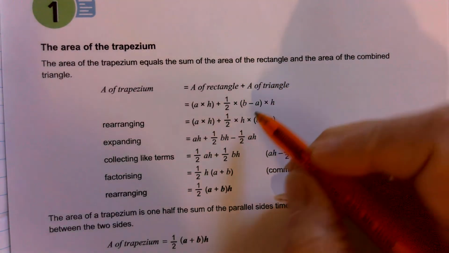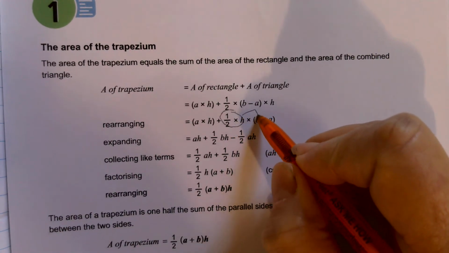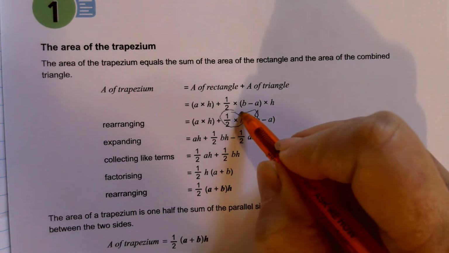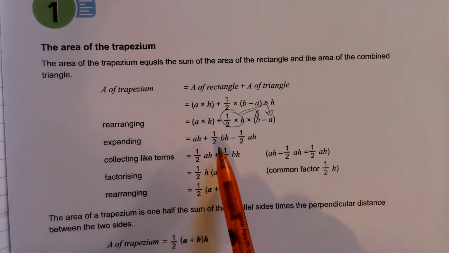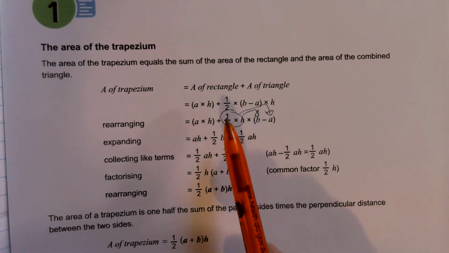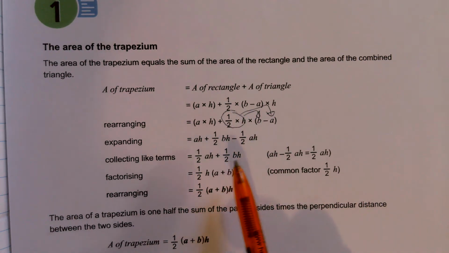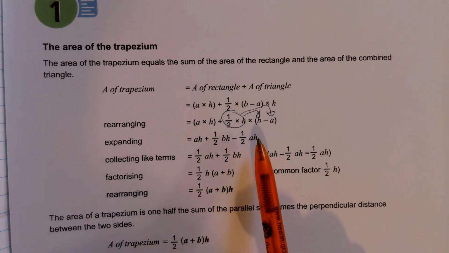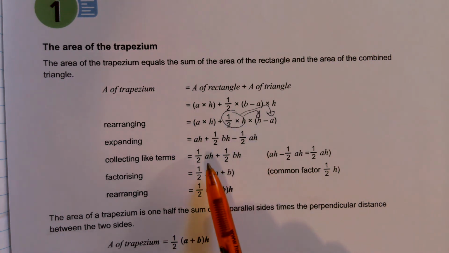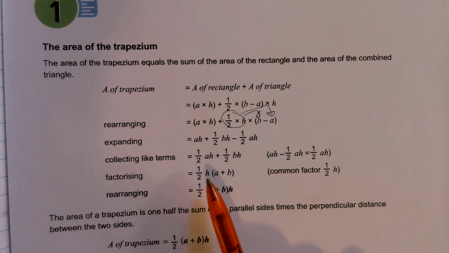B and a half. So they took this part here and they've used the distributive law to get this a half BH minus a half AH. So they move them around. We've got an AH and we're taking away an AH. And so then we factorise this and we come up with the formula.